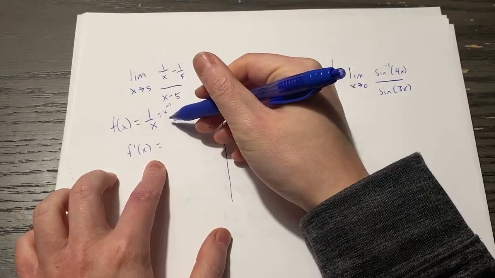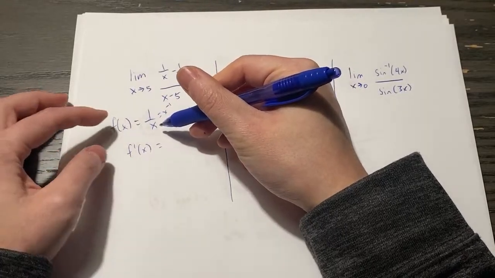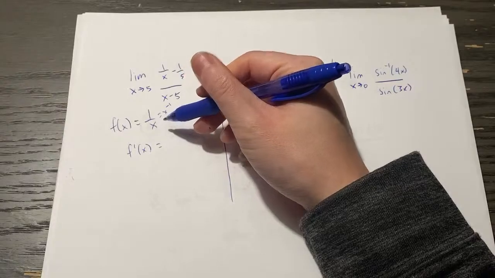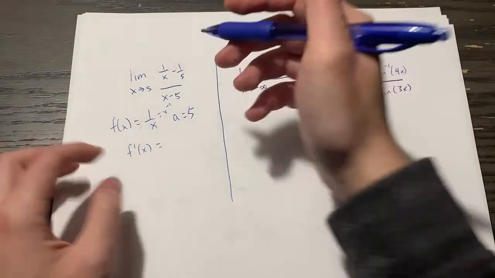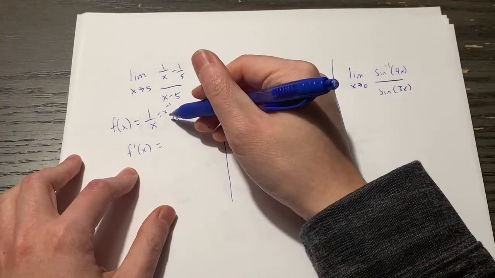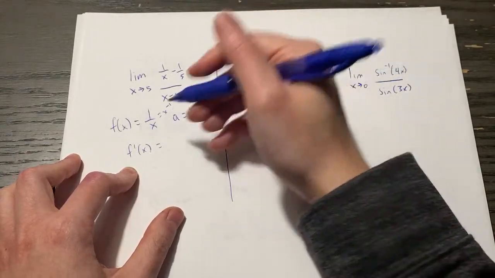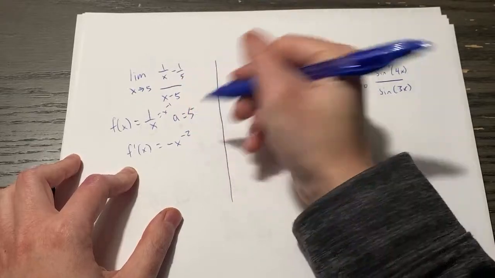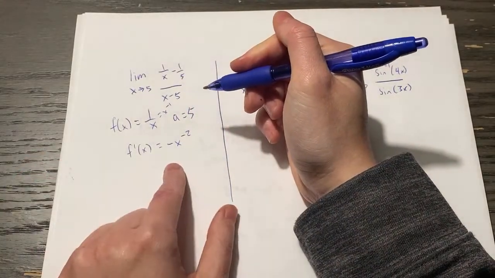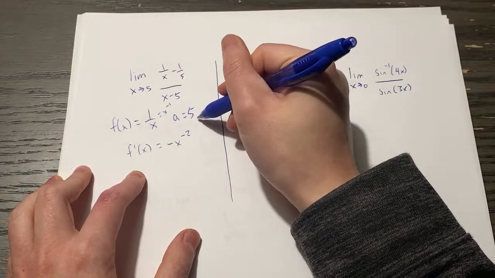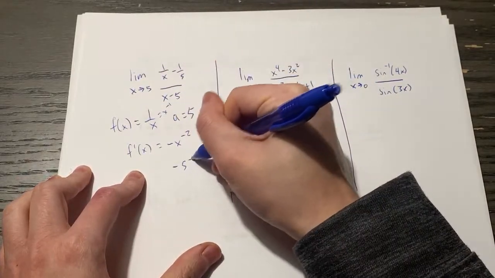In order to use the power rule, because I don't want to use quotient rule here because there's an x on the bottom and a constant on the top. If there were two x's, I would be doing quotient rule, but here it's easier to do power rule. And how does power rule work? Well, you drop the power down, so it's negative x to the minus 2, because then you subtract 1 from the exponent. Now that we've taken a derivative, to finish the question, all you do is you plug in 5.